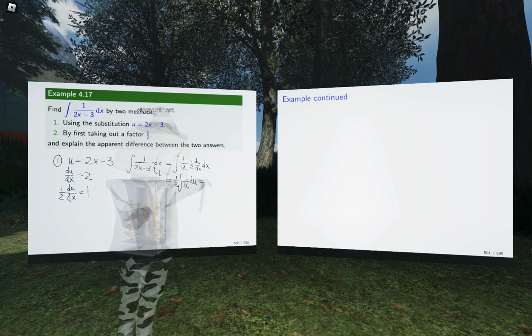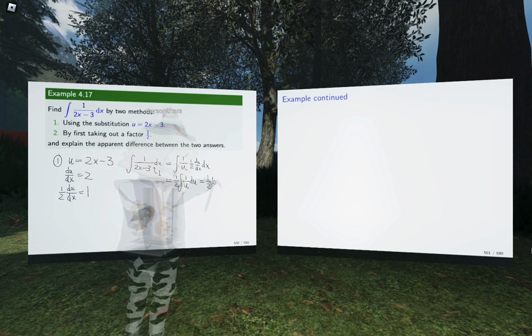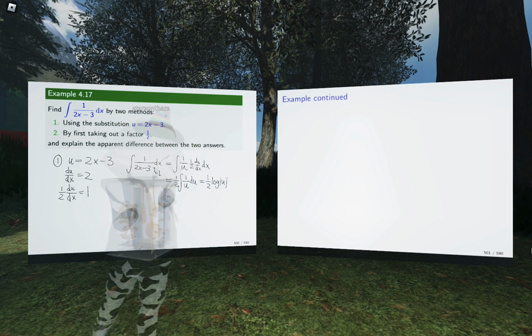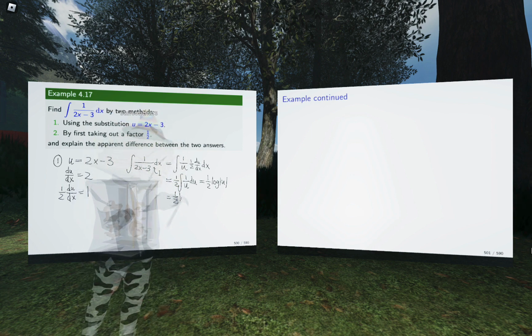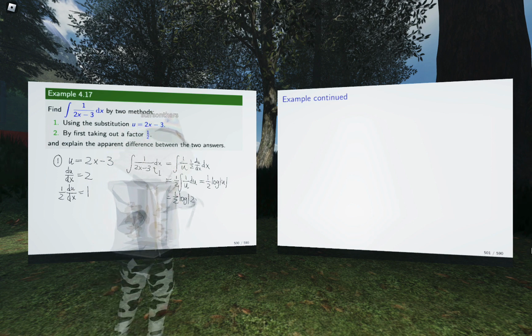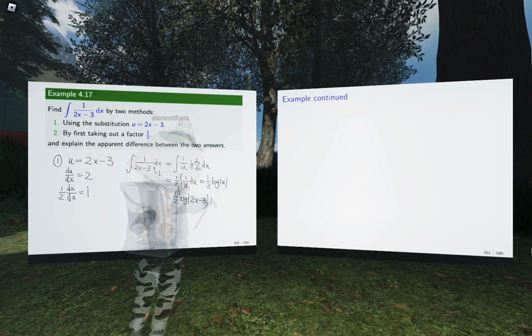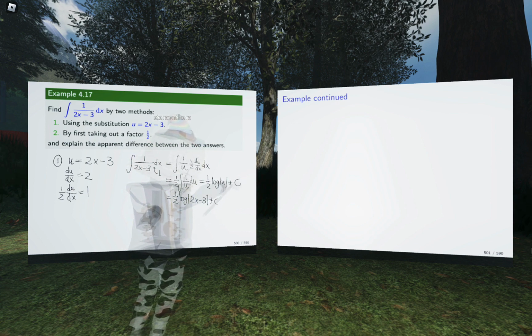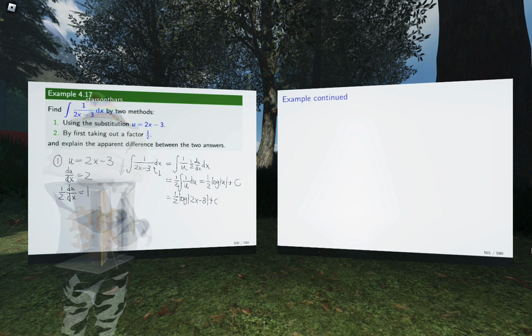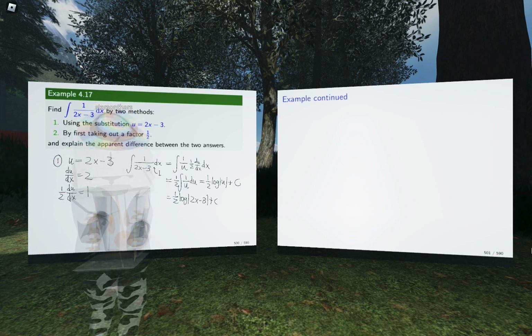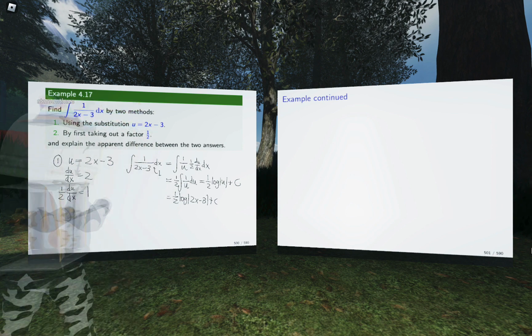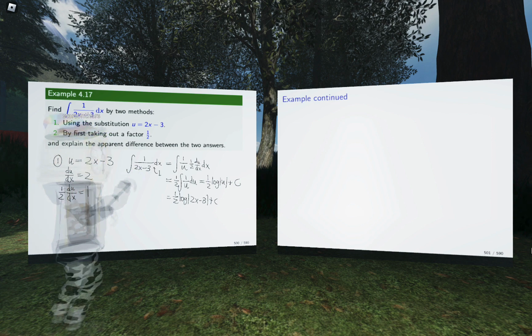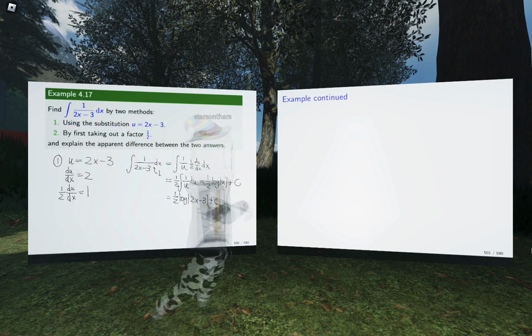which is a half log u, which is half log 2x minus 3 plus c. Okay, good. That's our answer. But we could also, if you look at this expression here, we could have factored out the 2 to begin with. So let me do that on the next board.